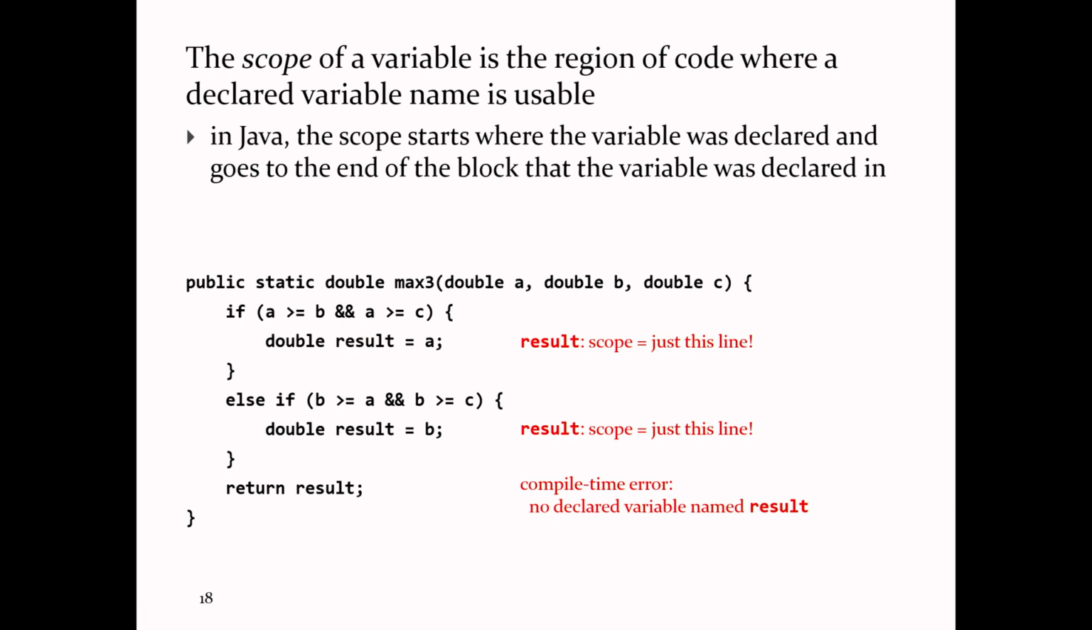The scope of this result is the block in which it's defined in. So that's that block right there. So outside of this block, result does not exist. Same is true for this result. Its scope is the block in which it's defined in, well, the point at which it's declared to the end of the block in which it's defined in. So outside of this block, result doesn't exist. So result doesn't exist down here, and the compiler barfs.